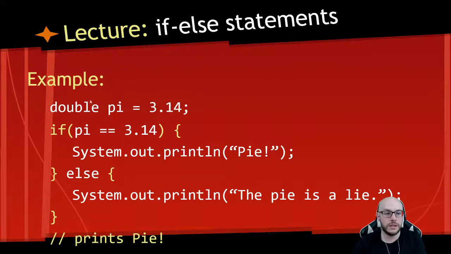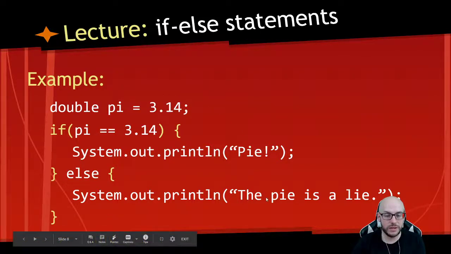Okay, here's some quick examples. Here I have a double variable pi with the value of 3.14, and I ask, is it exactly 3.14? In this case, it's true. We would enter the body of the if statement and print off pi. We would then skip the else. So notice that the only thing that we're printing is pi.